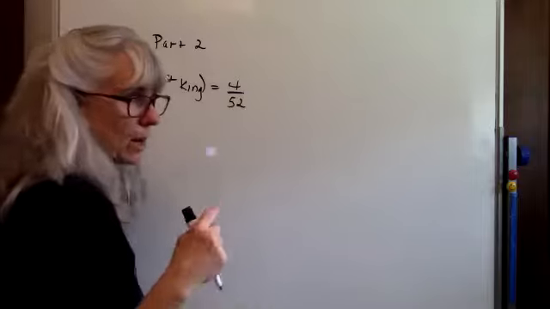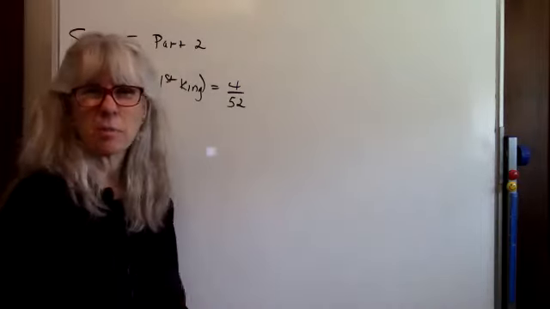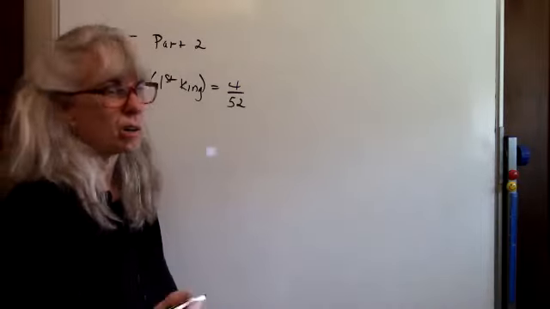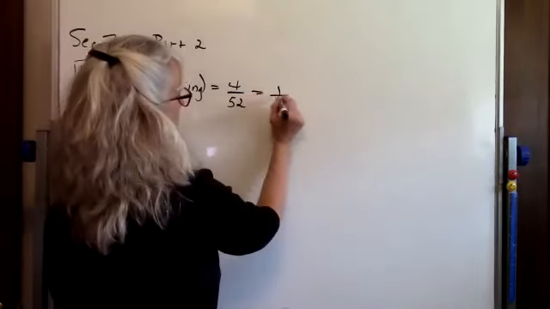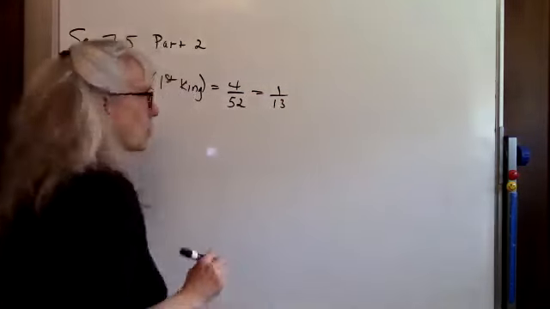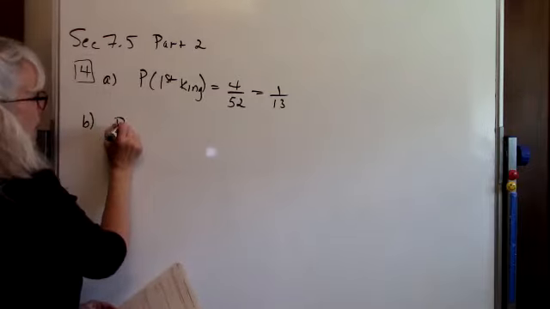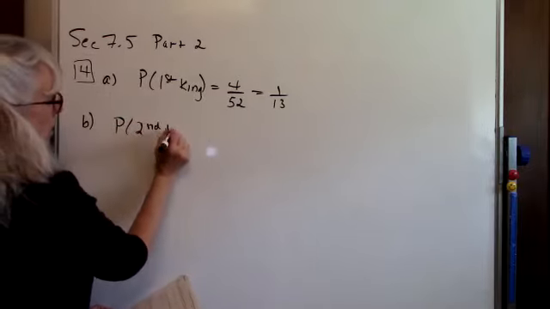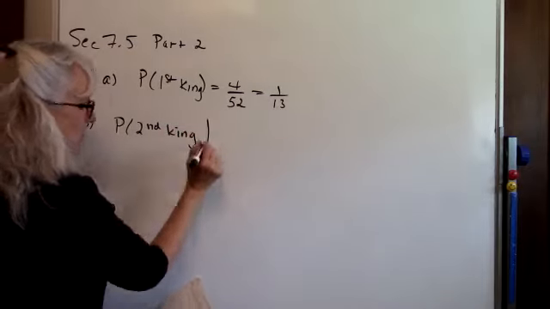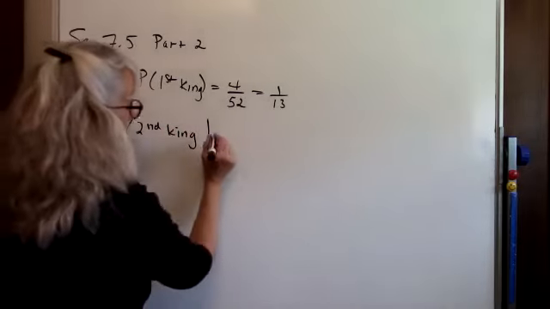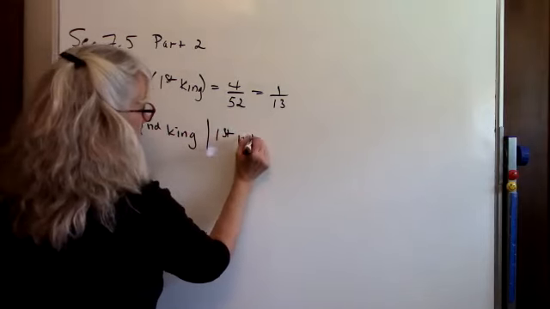Because they're only dictating what happens on the first card. The second card is not impacting any of our probabilities. It's just got to be a card. So that gives us 1 out of 13. Part B, however, is saying, what's the probability that the second card is a king, given that the first card was not the king?